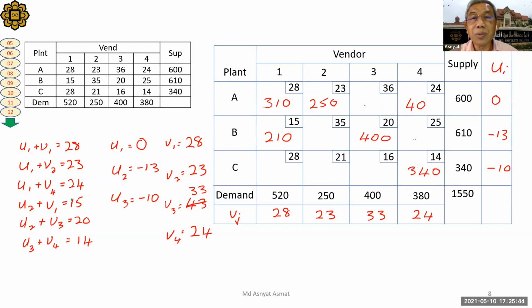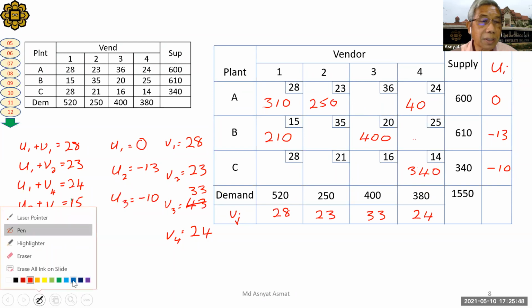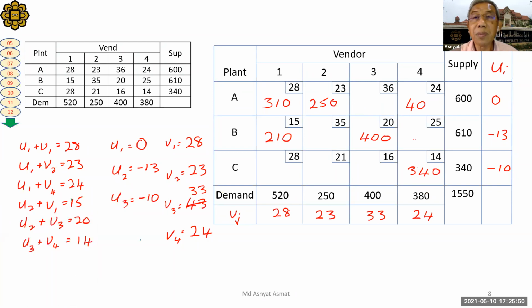Okay, this one, find the improvement index. This one first, 36 minus 33. 36 minus 0 minus 33, 3. 35 minus negative 13 minus 23.